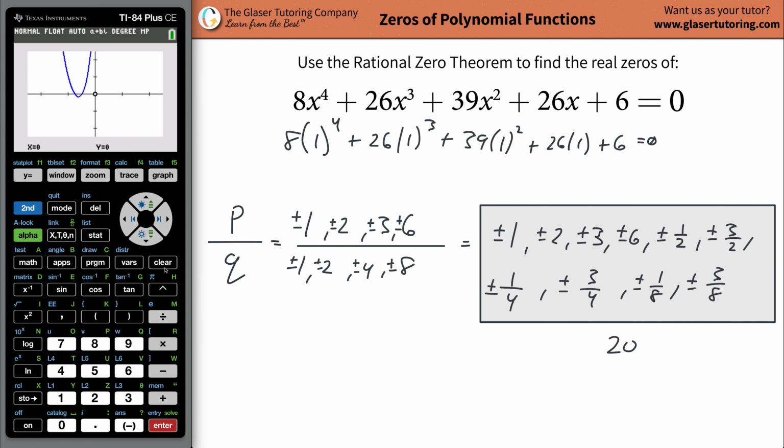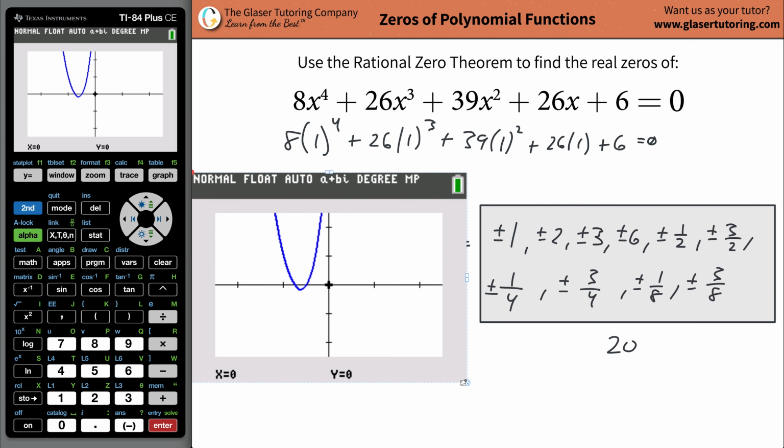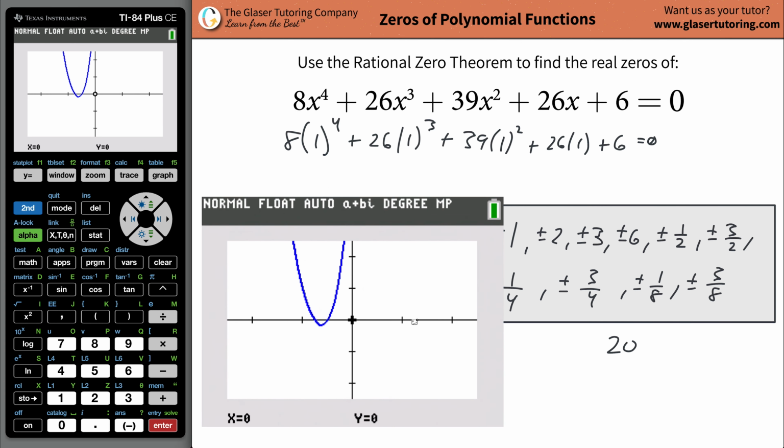Okay. So basically now I notice that I have some zeros. All right. And I notice that I have 2 real zeros. Okay. Real zeros are always found at the locations where the function crosses the x-axis. All right, so these are going to be real. I don't know if they're rational, but they're definitely real.